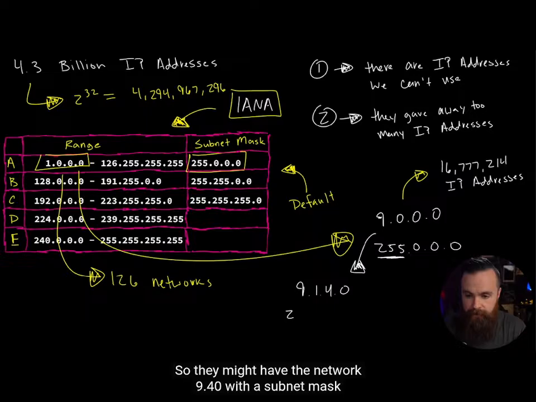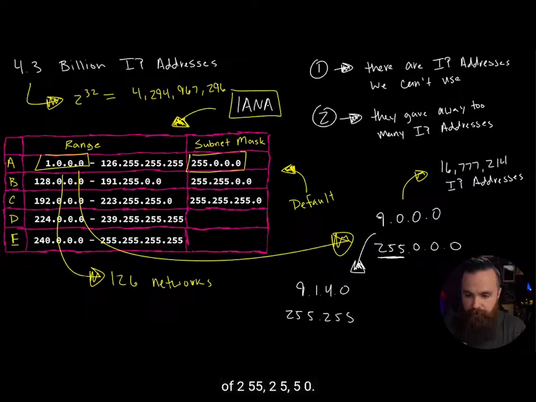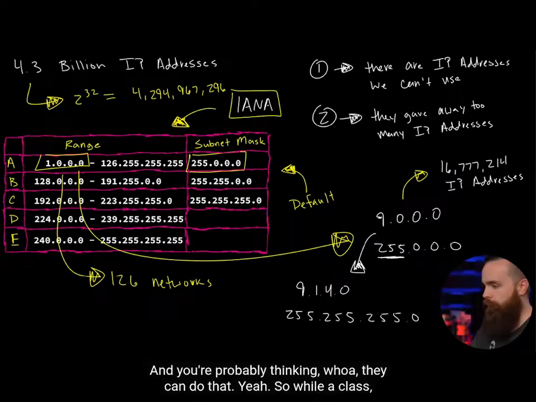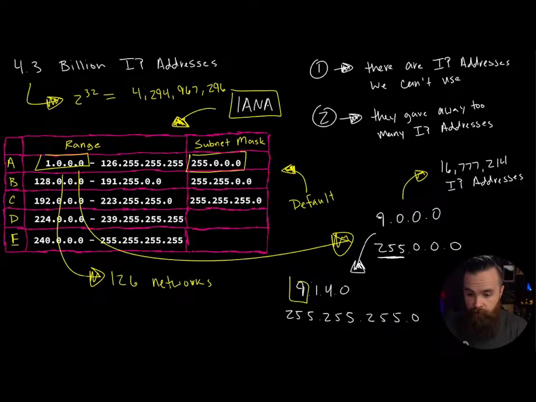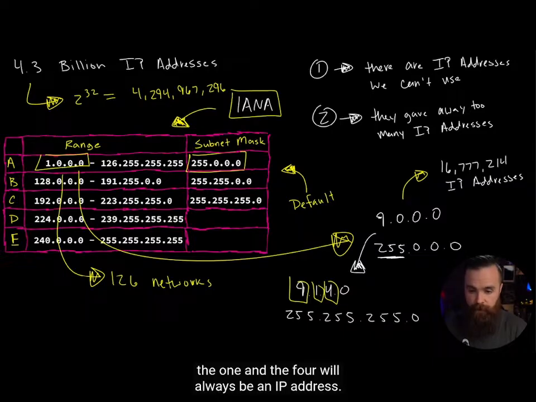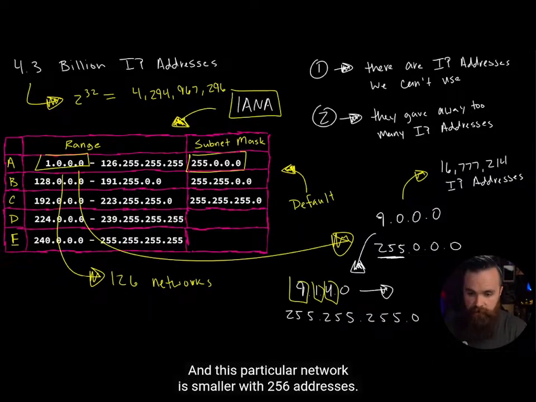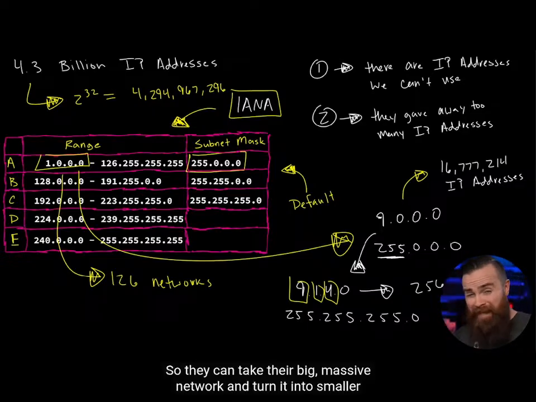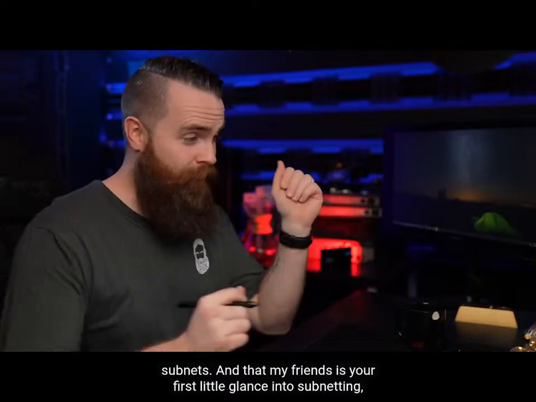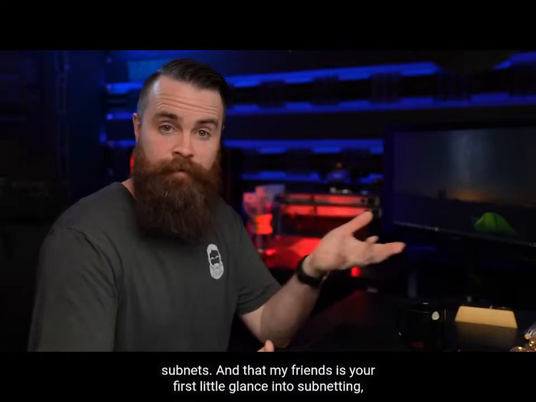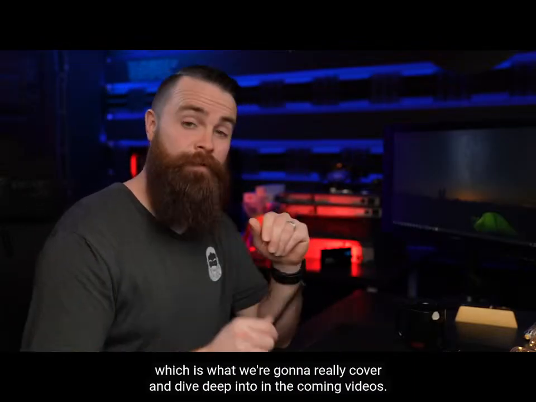So they might have the network 9.1.4.0 with a subnet mask of 255.255.255.0. And you're probably thinking, whoa, they can do that? Yeah. So while a Class A network has the default subnet mask of 255.0.0.0, that's the minimum they have to have. They can cut it up very small and say in this network, the 9, the 1, and the 4 will always be in the IP address, and this particular network is smaller with 256 addresses. So they can take their big, massive network and turn it into smaller subnetworks. And that, my friends, is your first little glance into subnetting, which is what we're gonna really cover and dive deep into in the coming videos.